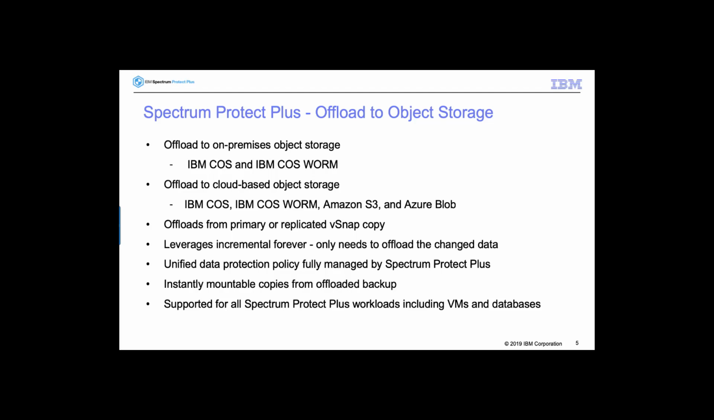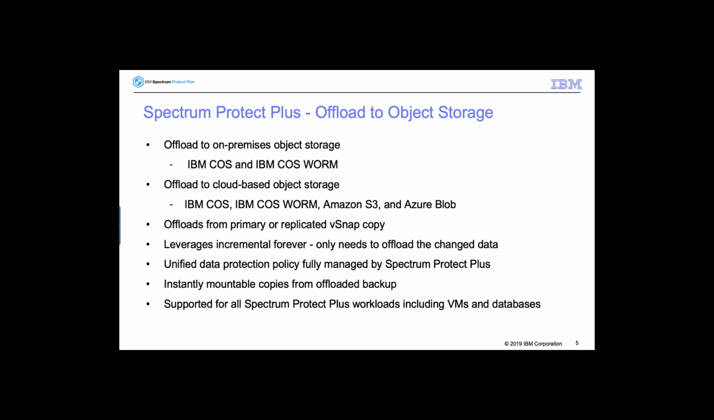Now, we do support the ability to offload from either the primary or the vSnap copy of the data, depending on the network connection. One might be preferred over another. And we are going to do incremental forever offloads. So the first offload of the data is going to be a full, and thereafter we're only going to move the changes to the cloud.